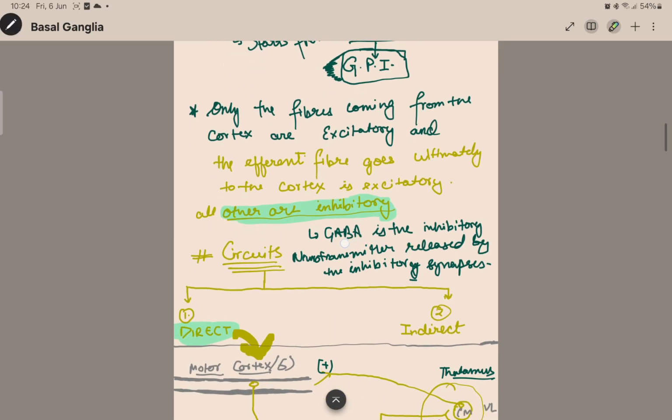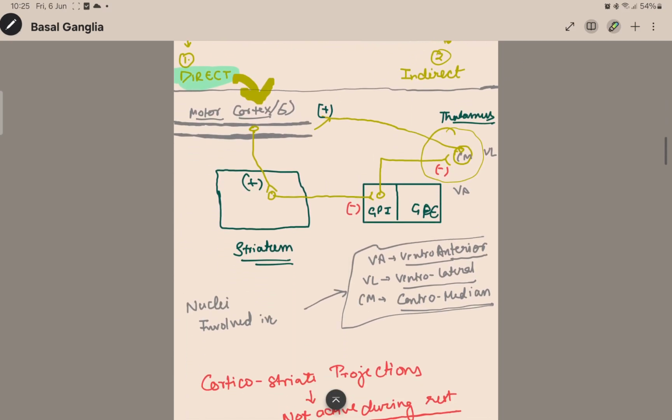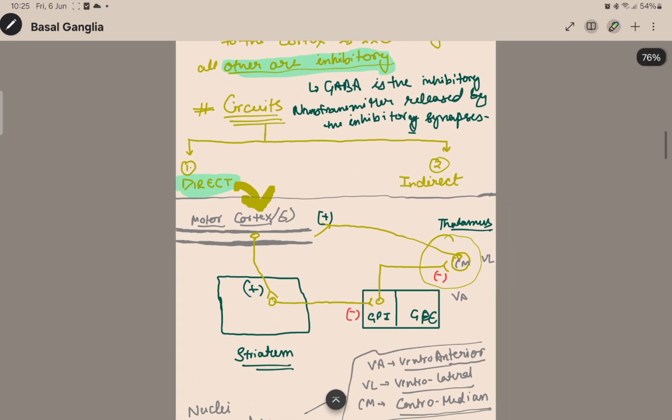Another information is that GABA is the inhibitory neurotransmitter released by the inhibitory synapses. Inhibitory synapses are majorly present, and GABA is the neurotransmitter of these synapses. And now we come to circuits. Circuits are of two types: direct and indirect.